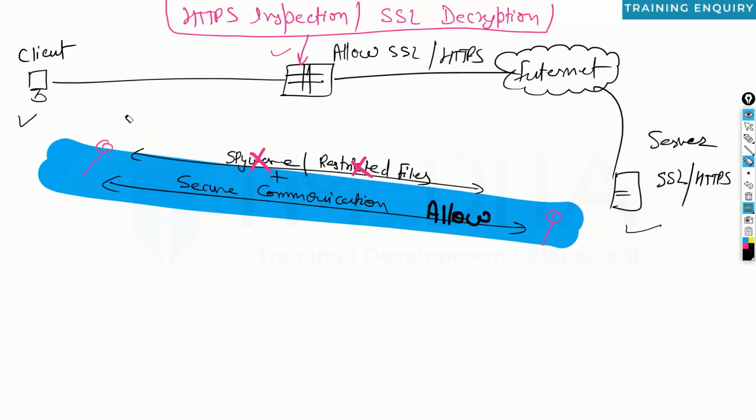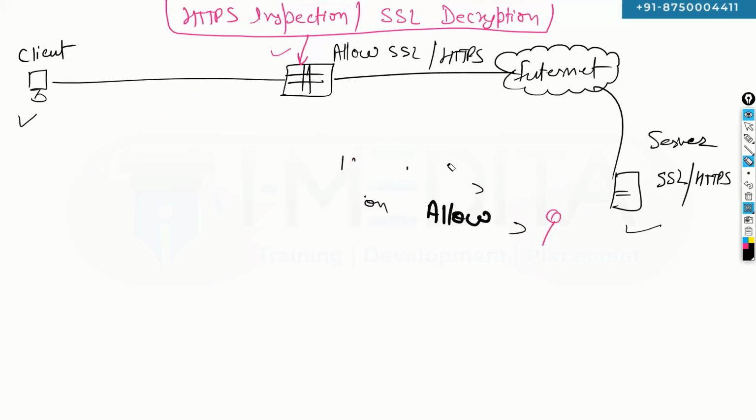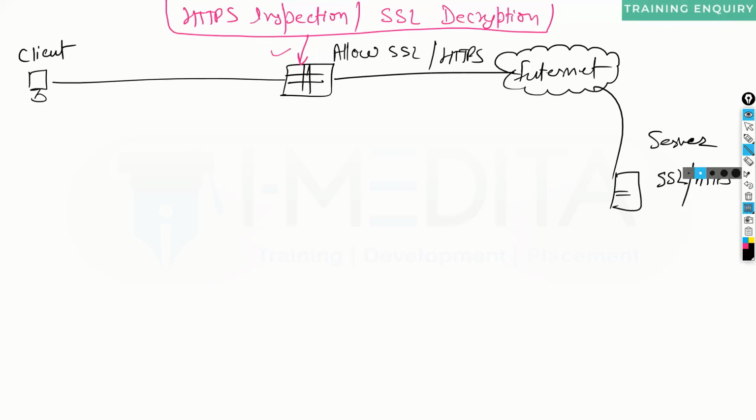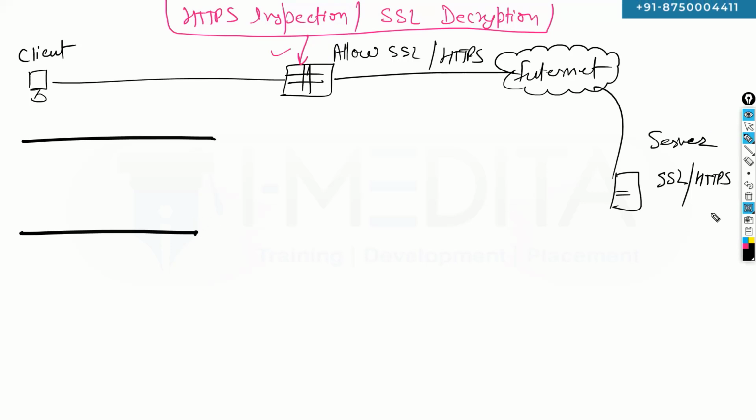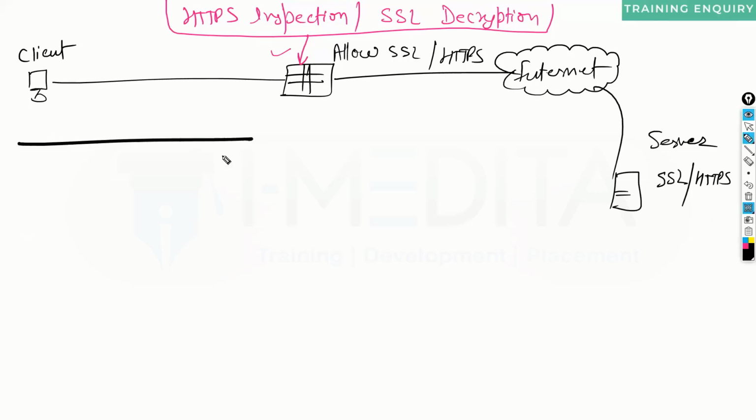When we enable HTTPS inspection, the firewall will not allow the client to directly establish a session with the server. When we enable HTTPS inspection, there will be two sessions. One session will be here between the client and the firewall.